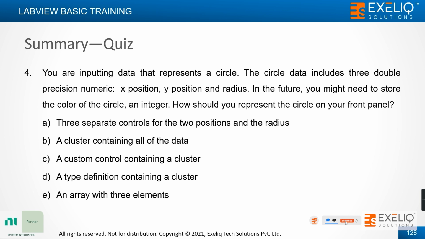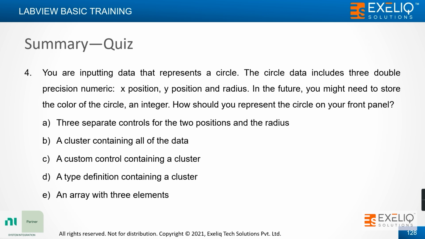Now let us take the next question. Question is, you are inputting data that represents a circle, right? The circle data includes 3 double precision numeric, 3 DBLs. One is X position, second is Y position, and third is radius. In future, you might need to store the color of the circle, that has the data type of integer. How should you represent the circle on your front panel?